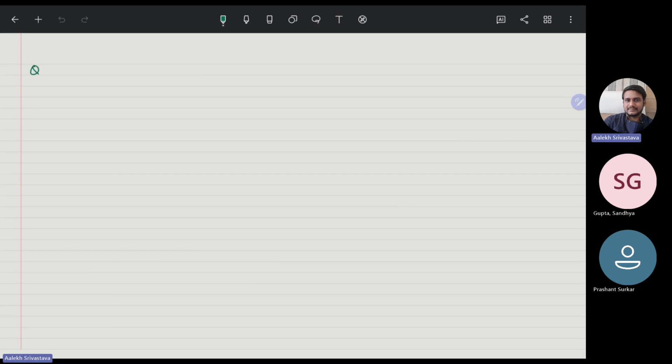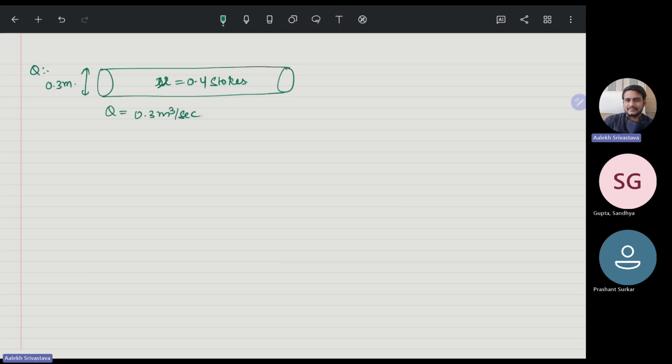The next question is about crude oil. You have a crude oil of kinematic viscosity 0.54 stokes flowing through a tube of diameter 0.3 meter at a rate of 0.3 meter cube per second. A pump is required to transfer this over a 1 kilometer distance. L is 1 kilometer, and rho of oil is 700 kg per meter cube. You need to know what power is required to transport it.